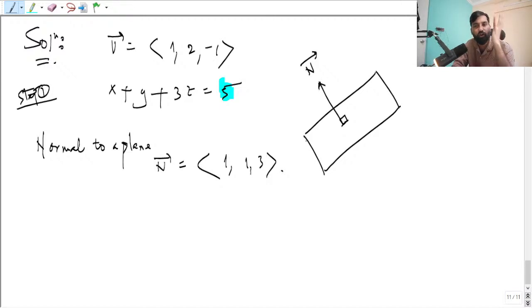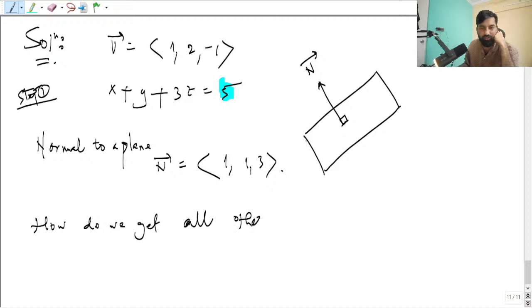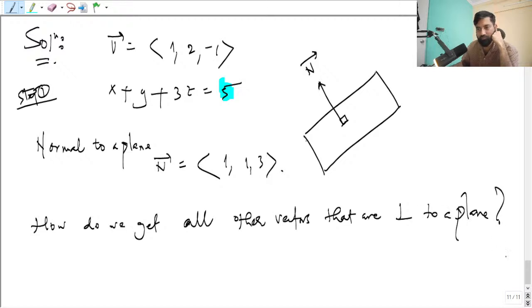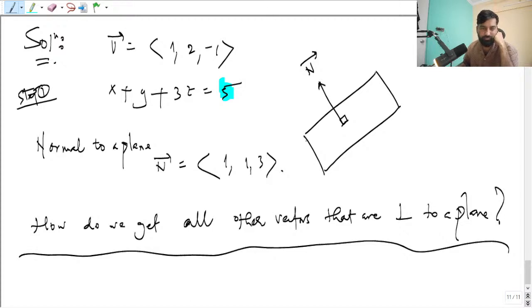So how do we get all other vectors that are perpendicular to a plane? How do we find them? So all perpendicular vectors, remember that.